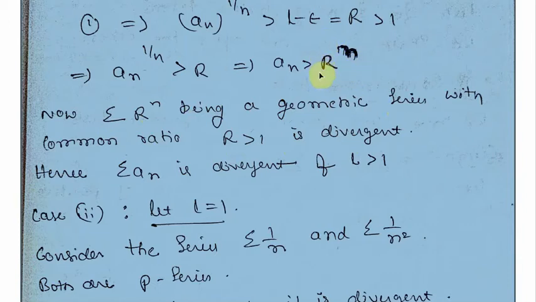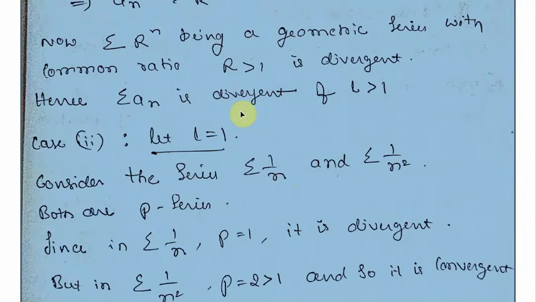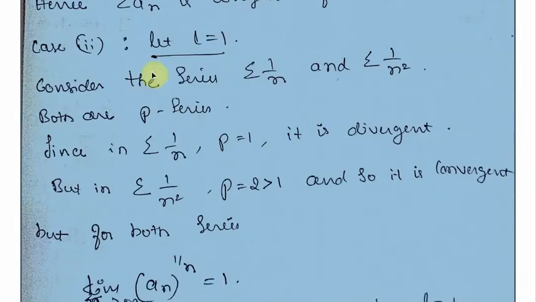RHS series is now a geometric series and is divergent. So by second comparison test, sigma an is also divergent. This is when L greater than 1. So this completes case 2. Let us see case 3, that is when L is equal to 1.